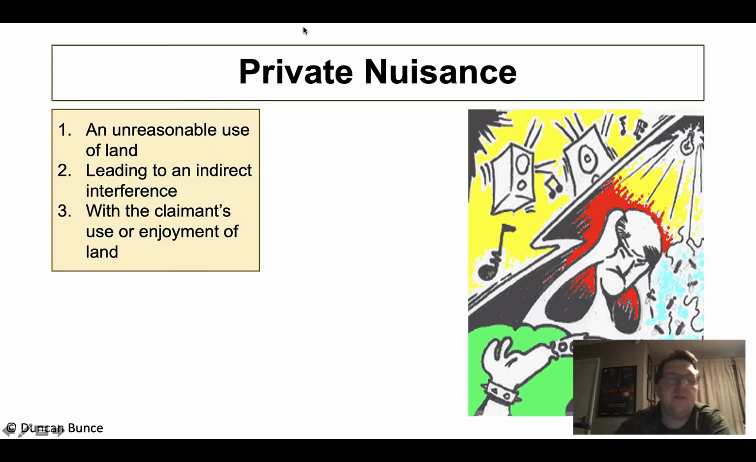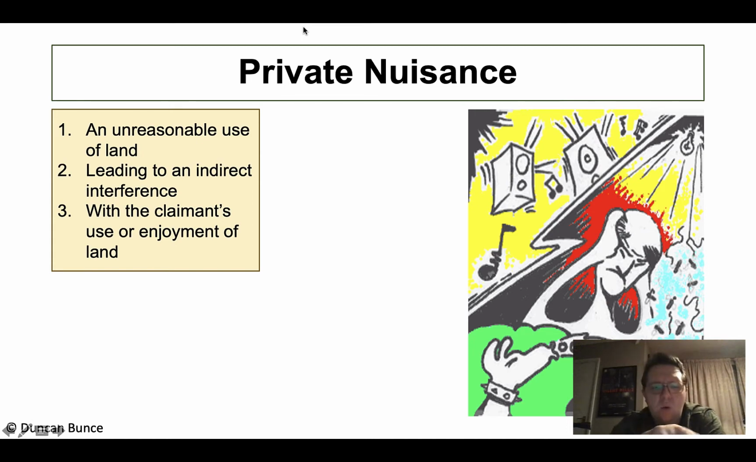And as you can see here, the first part is there must be an unreasonable use of land by the defendant. Again, we come across this word quite a lot, don't we, in terms of tort law, the word unreasonable. But this is a topic very much where when the claimant brings a claim, the court will have to make a determination, and they'll do that on the basis of some criteria, which we're going to look at in a minute. Now, this unreasonable use of land has to lead to an indirect interference.